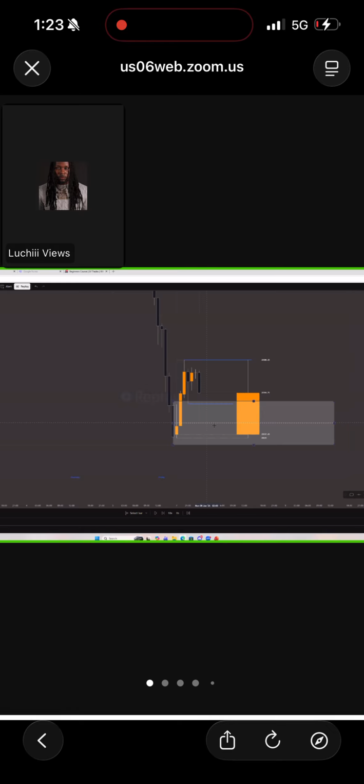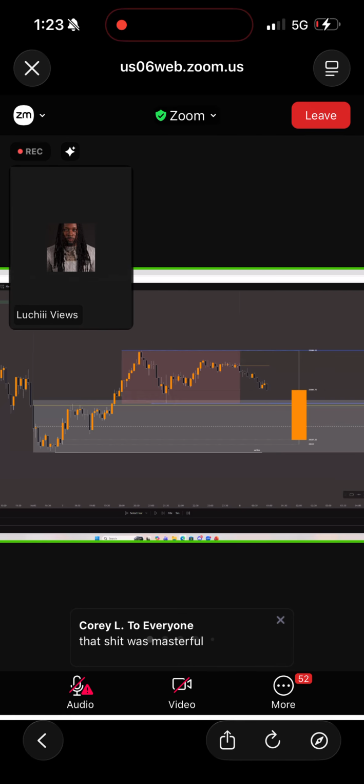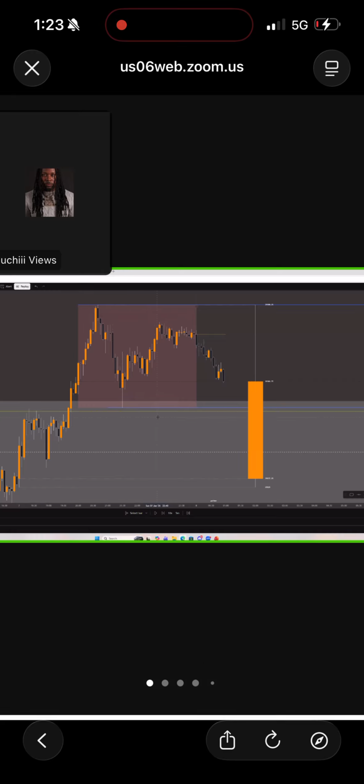Now, once you identify your key area, you then want to drop down to a correlated time frame that price is likely to bounce off of, right? Sometimes you might not find a key area within the 5 minutes. Sometimes you might have to go to the 15-minute time frame, right? We'll get into that. Okay.